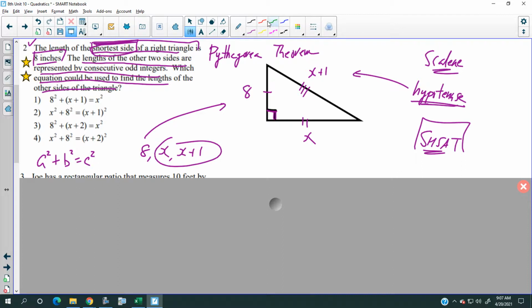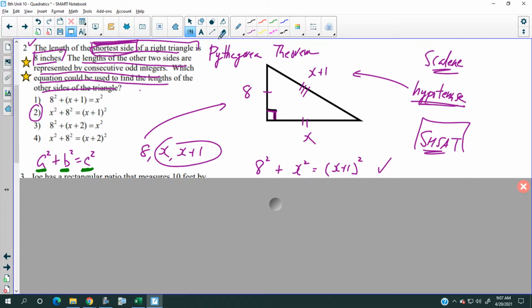The two shortest sides squared is equal to the longest side squared also. So what does that mean? Well, that means that 8 squared plus x squared is equal to this side squared. Which one is that? Yep, that's this. Yeah, this one, all right? Yep, that's right, all right?